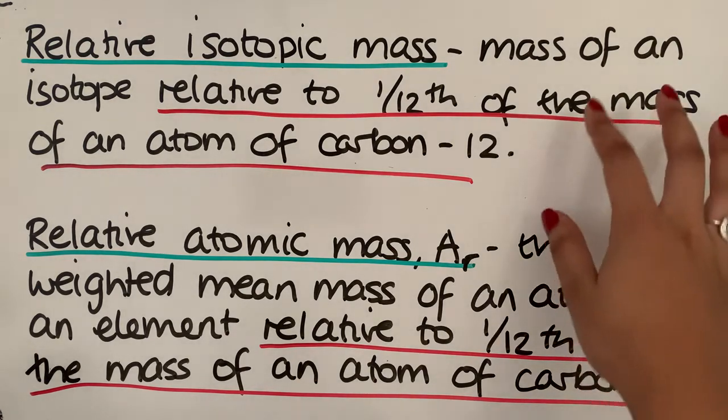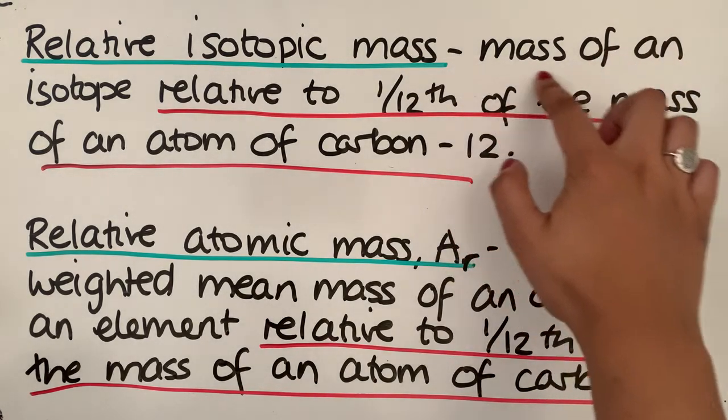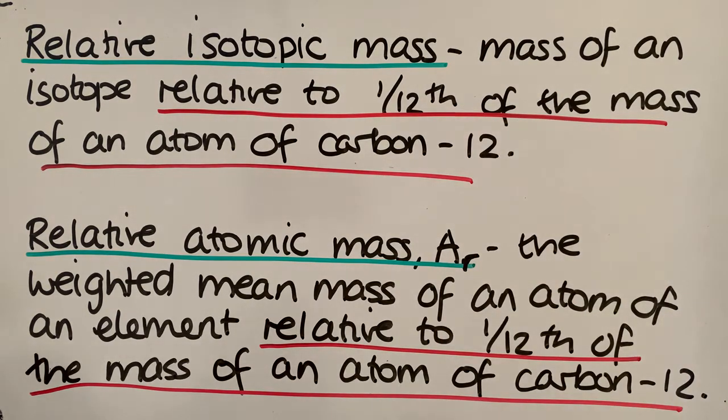If we look at the rest of the definition, the first part for relative isotopic mass is the mass of an isotope. That essentially just means the mass of a specific isotope. If you remember, isotopes are atoms of the same element but with a different number of neutrons. So we're just talking about the mass of the isotopes here. Over here, for relative atomic mass, it says it's the weighted mean mass of an atom of an element. We're going to look again in a bit of detail at what we mean by the weighted mean mass, and that also comes with a calculation which we will look at.